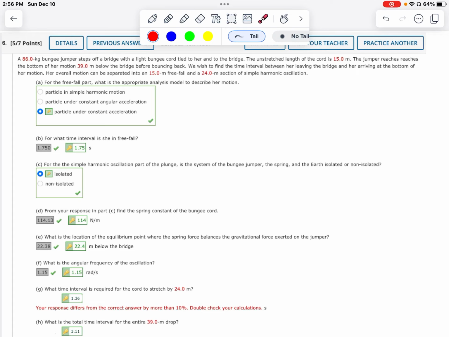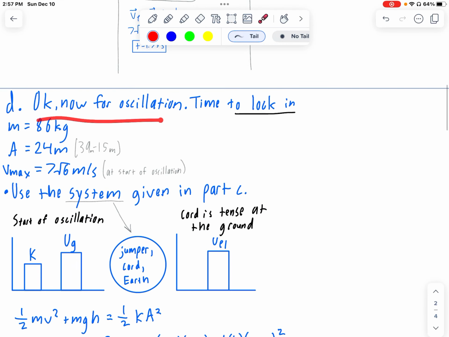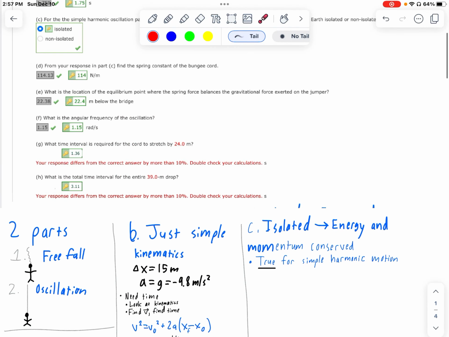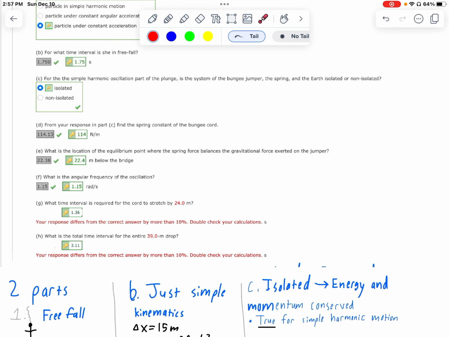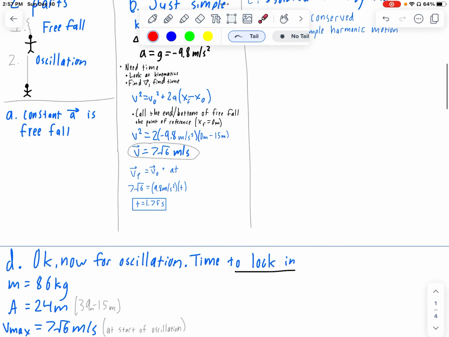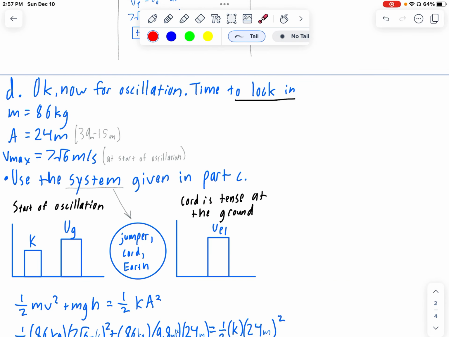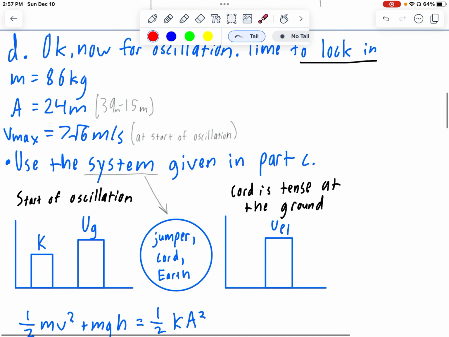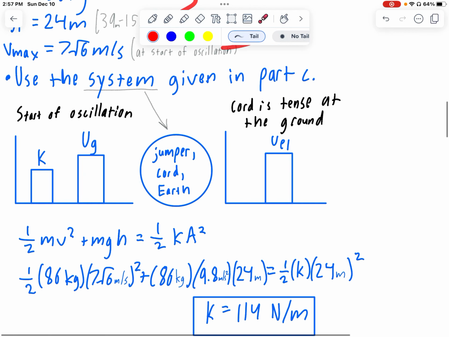Okay, so now we have part D, which is getting into the oscillation. We've got to lock in, I guess. That's what I wrote. And so from your response in part C, which is isolated system, find the spring constant of the bungee cord. So response in part C, that was about the system, energy. Let's use the system given in part C to solve for energy.